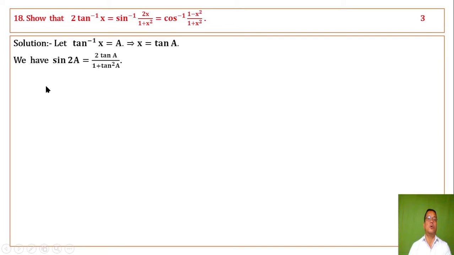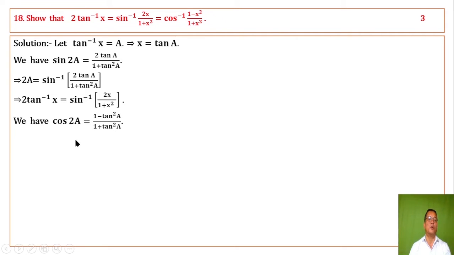Now, sine of 2a is equal to 2 tan a by 1 plus tan square a. This implies 2a equal to sine inverse of 2 tan a by 1 plus tan square a. Tan a is equal to x and a is equal to tan inverse of x. First part is over. Also, we have cos 2a in terms of tan a as this.